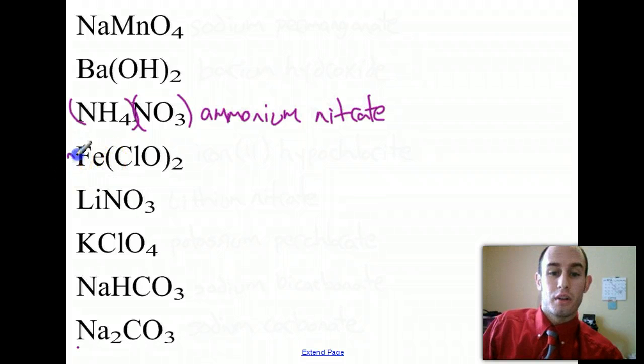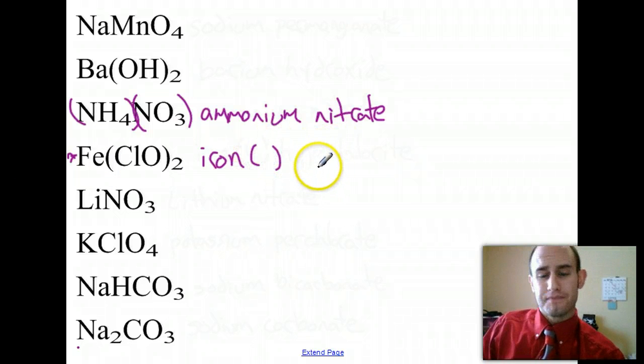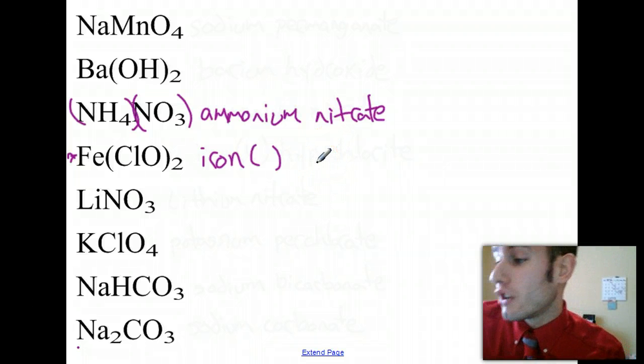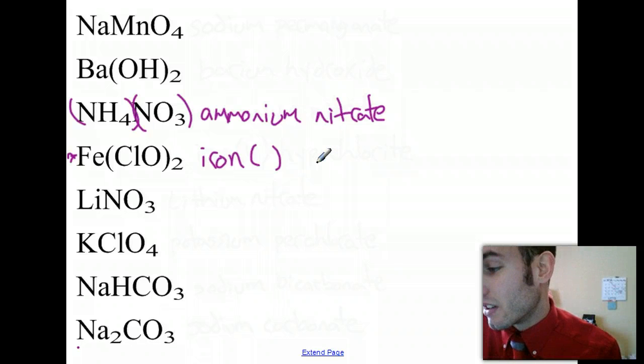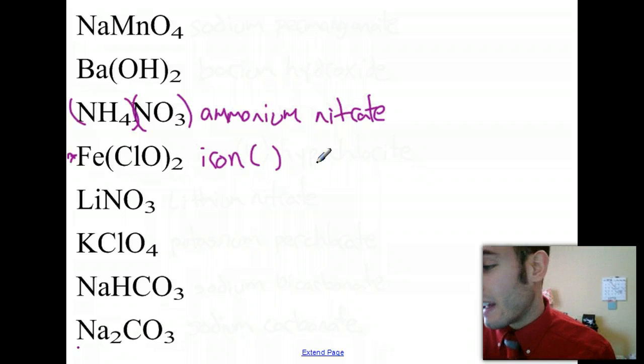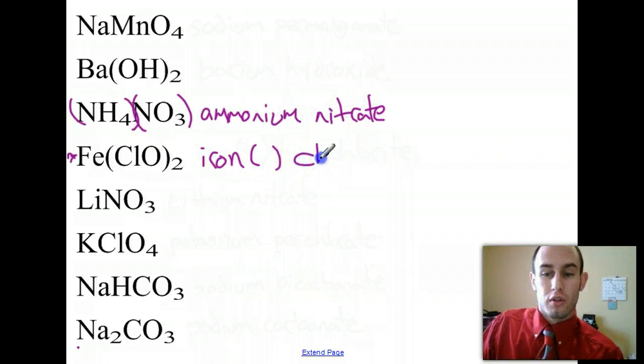This is a good example here because I know iron is a transition metal. So that means I'm going to have to check the charge on iron. And then ClO2. I'm not too sure what ClO2 is. Check your reference list here to see if you can figure out what polyatomic it is going to be. And in this example here, ClO2 is chlorite. So I'm going to write in chlorite.